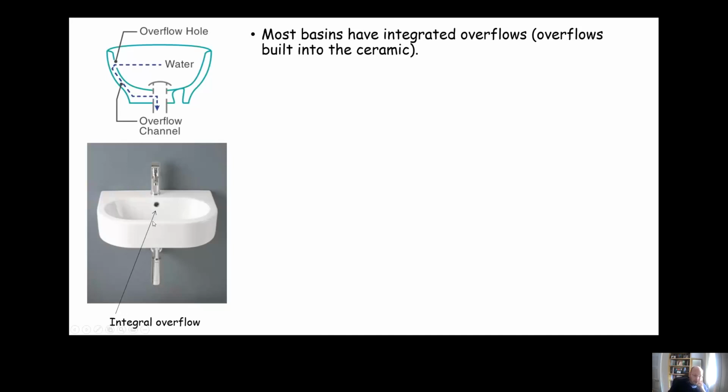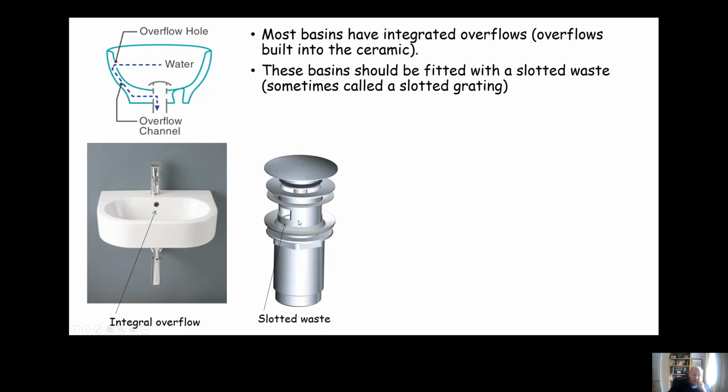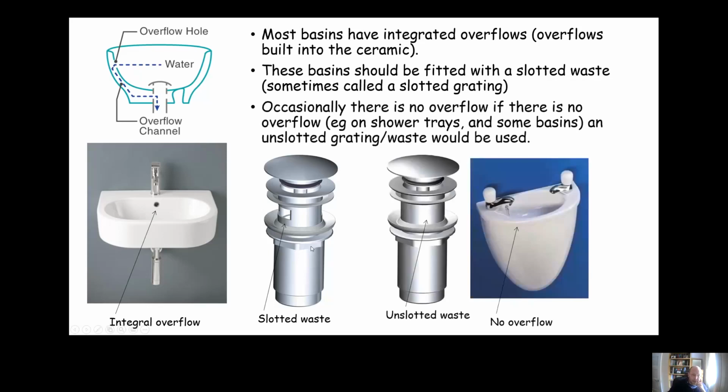Most basins have integral overflows. These are overflows that are built into the basin themselves. You can see in this top picture here, there's a channel inside the basin which allows any water which fills up the basin to overflow into. You need to be quite careful that you use the correct type of grating or waste fitting, whatever you want to call it. When you install these, you must fit something that's called the slotted waste or slotted grating to allow that water to flow into the grating, into the waste, if the appliance overflows.